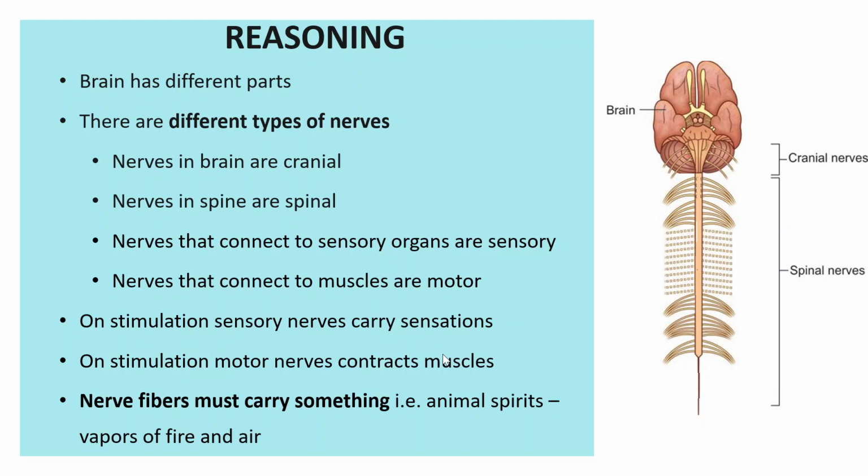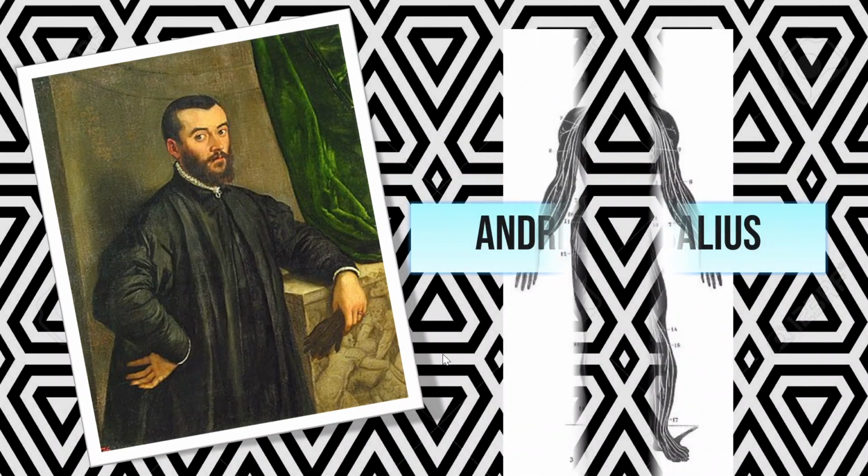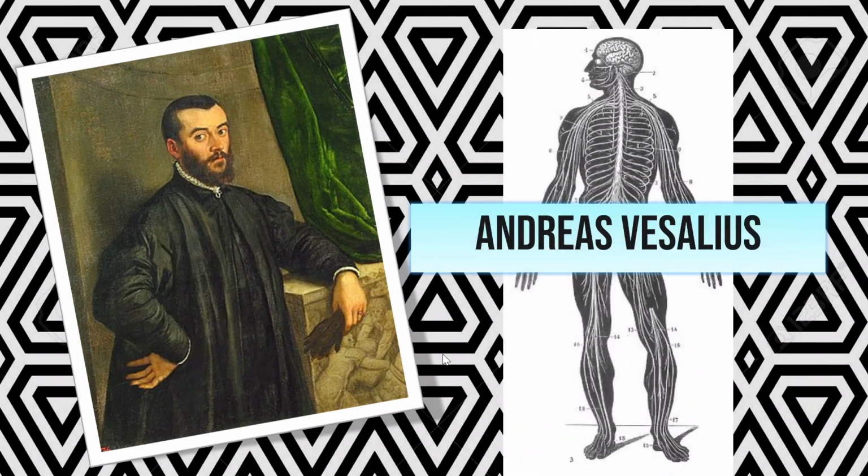Okay, now that we have come to the conclusions, what we found out so far is that the brain plays an important role in sensation, perception, and thinking. Okay, and we also found out that the brain has different parts, and there are different nerves connecting the brain to other organs. Okay, now we come to our next researcher, and his name is Andreas Vesalius.